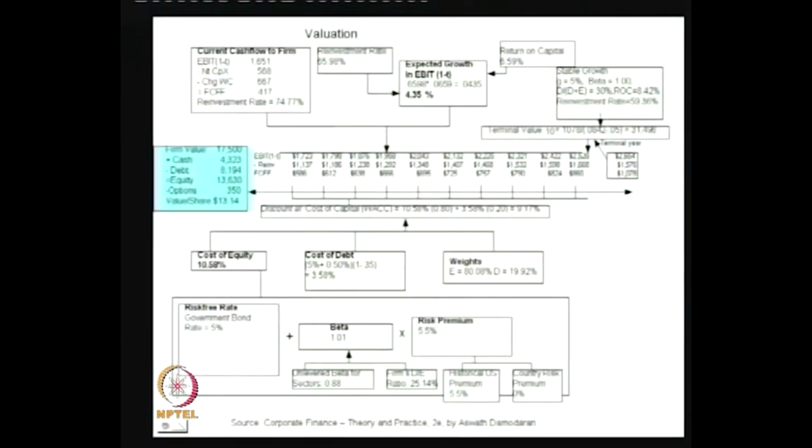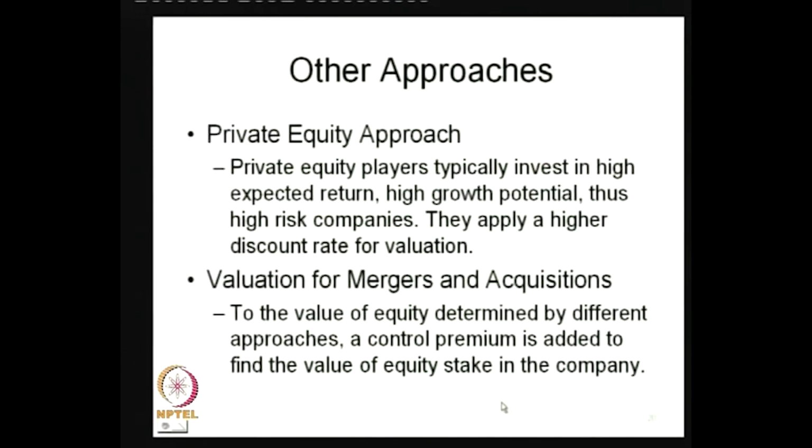So, like that we have got the valuation of the firm, and the value per share is 13.14, and then we have different other approaches for the valuation. We have the private equity approach. In the private equity approach, what happens? Private equity players are something like the next level of venture capitalists. Venture capitalists invest in very high risk companies, but private equity players invest in established entities with a lot of growth potential, but a lot of risk is still there.